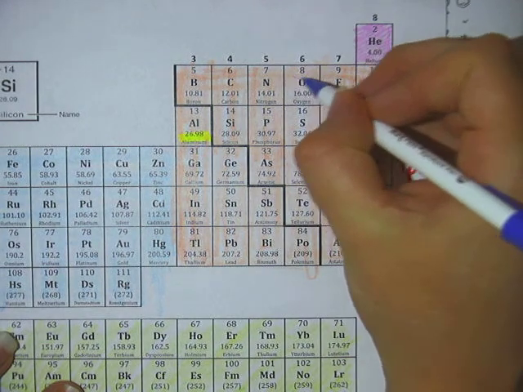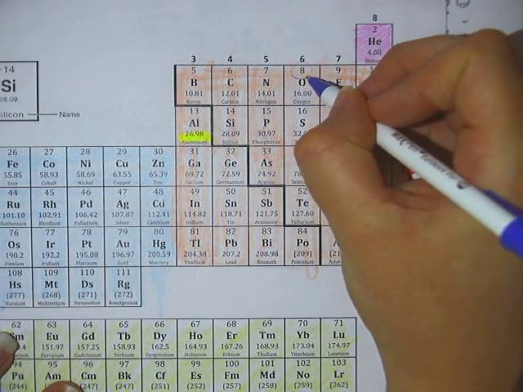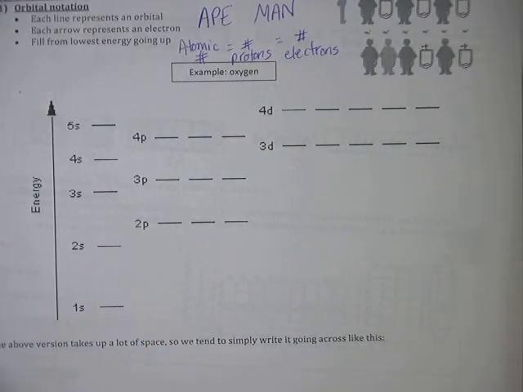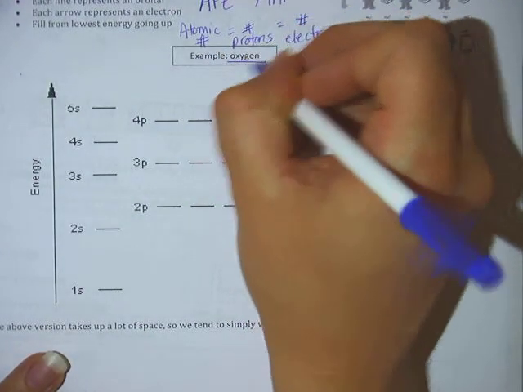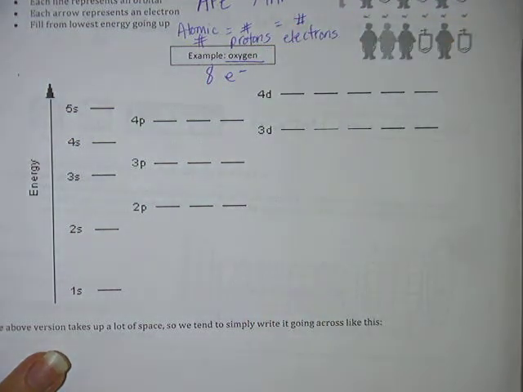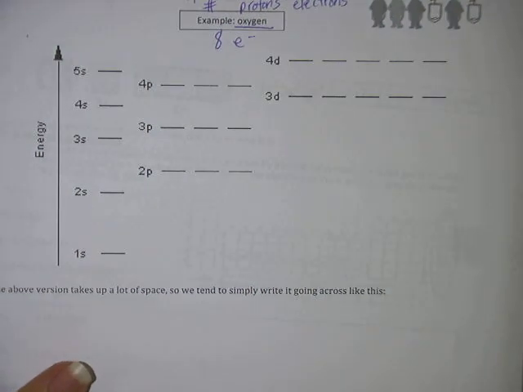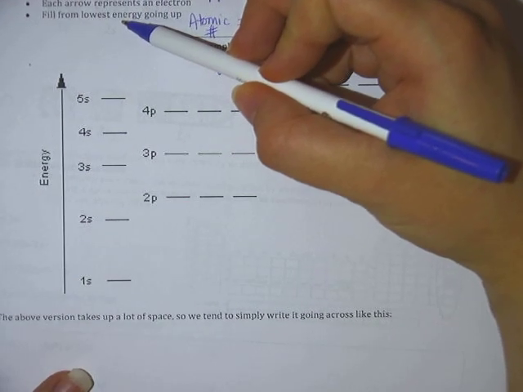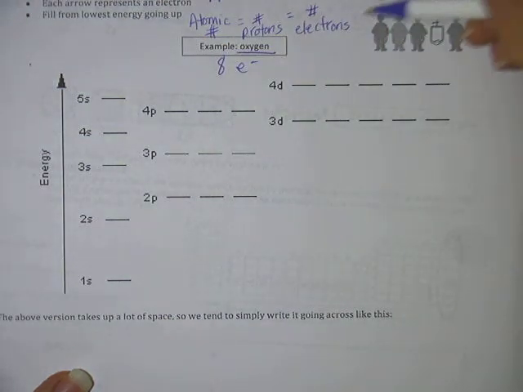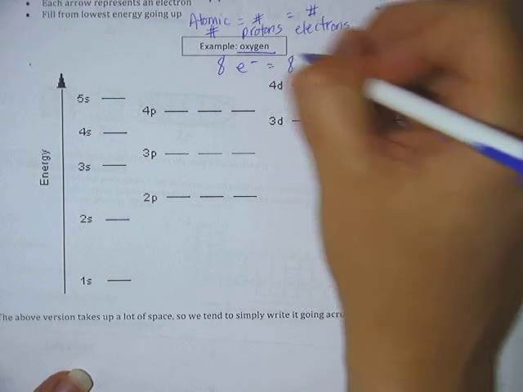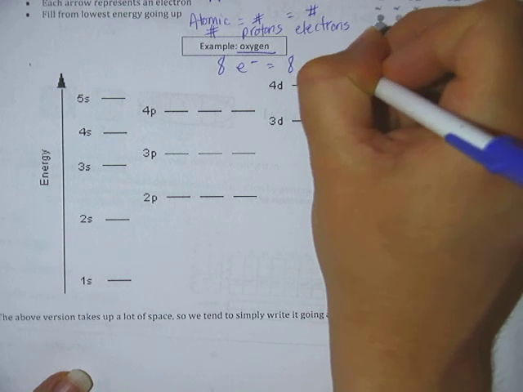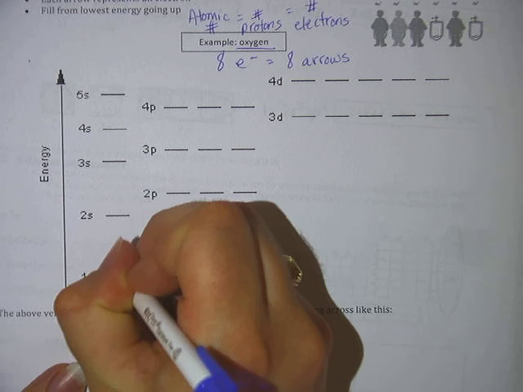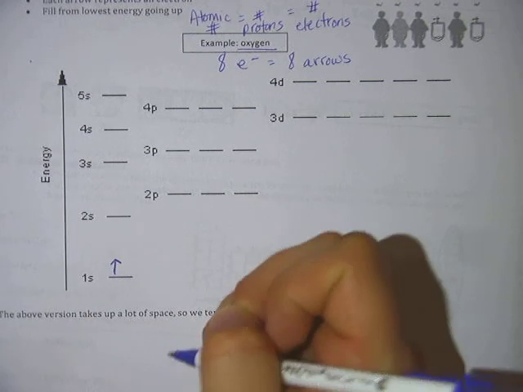So if we look at oxygen, oxygen has an atomic number of 8. That means 8 protons and 8 electrons. So for oxygen, we need to draw 8 electrons into this orbital notation diagram. We start at the lowest energy and go up. And if we're going to draw 8 electrons, that means we're drawing 8 arrows. So we go to this bottom orbital. We draw an up arrow. That's 1.